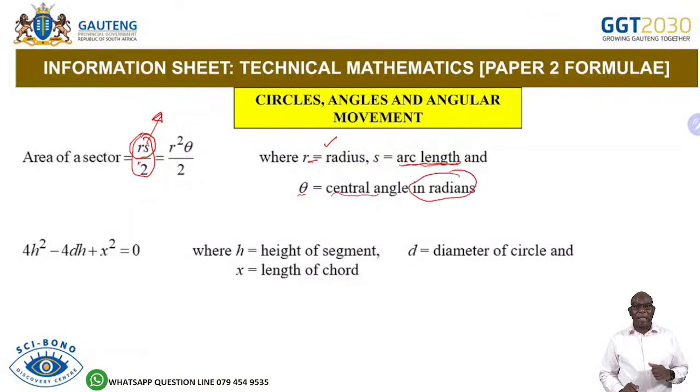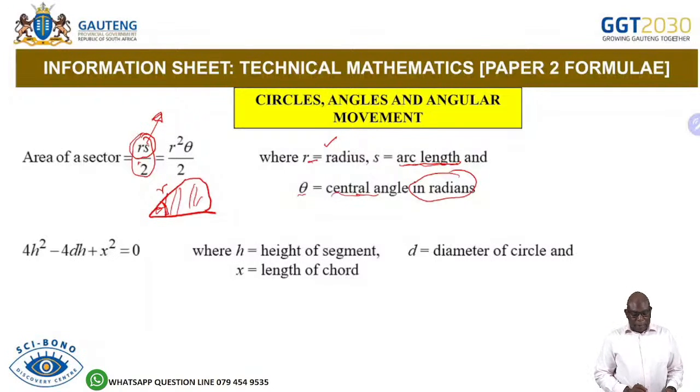Now, the theta is the central angle in radians. Remember, in sector angles and angular movement, we are using radians. So mostly you find that we are always using radians there. So the radian there will be the central angle. In other words, if I've got something like this, and then I've got that, and I need the area of this part. So I need the radius, and I also need the central angle. But that central angle must be in radians.